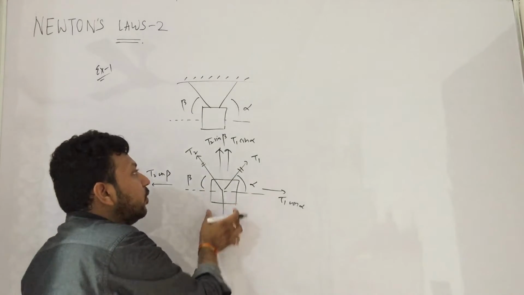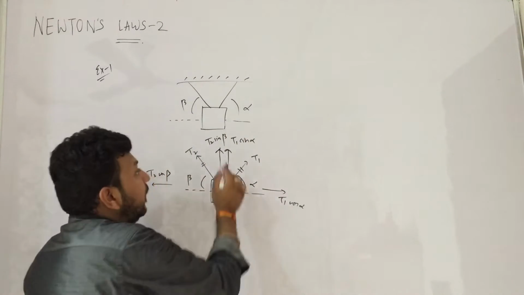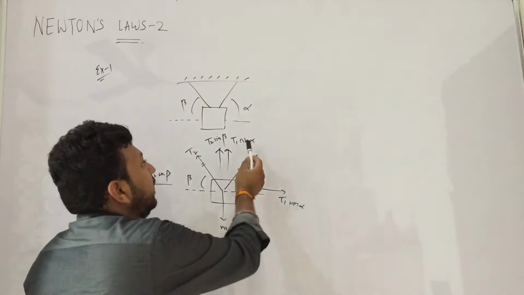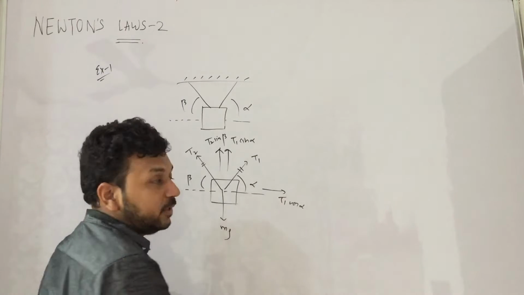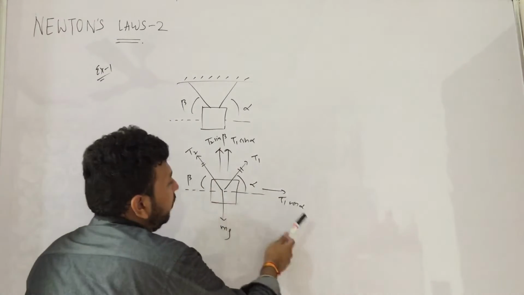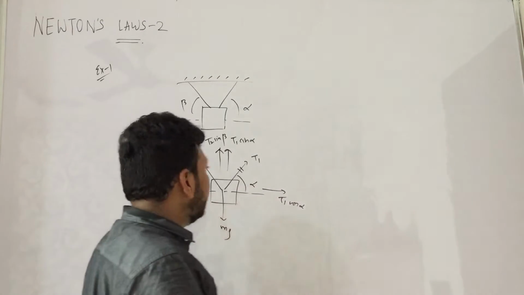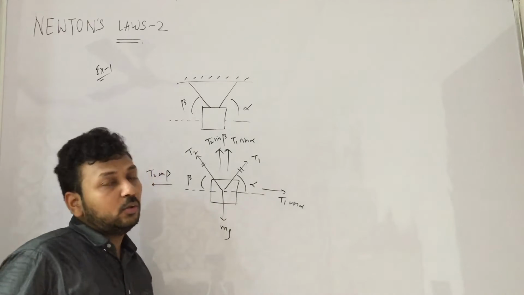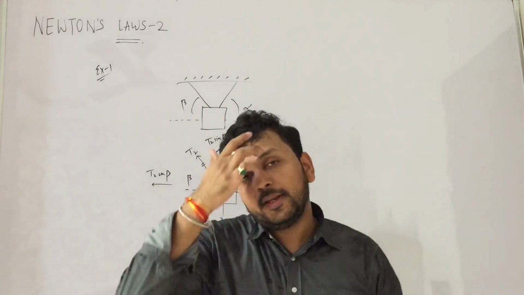Now this block is not going upwards, not going downwards. So the upward force is equal to the downward force: T1 sin alpha plus T2 sin beta is equal to mg. Similarly, the block is not going right, not towards left. This force is equal to this force: T1 cos alpha is equal to T2 cos beta. That's it. Simple question. So two equations, two variables, T1 and T2, we can easily solve.